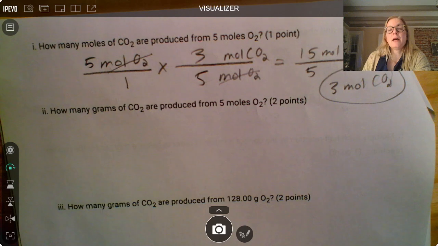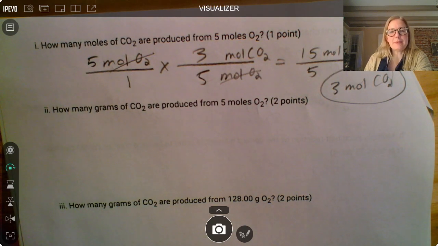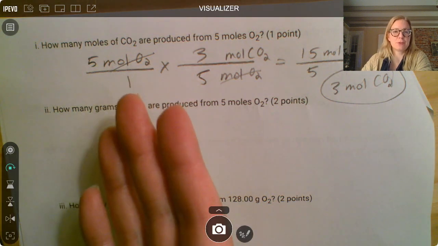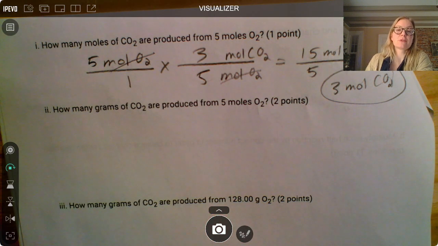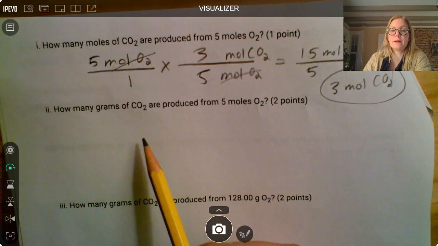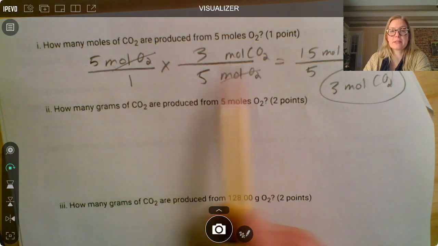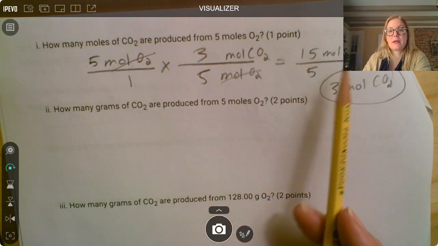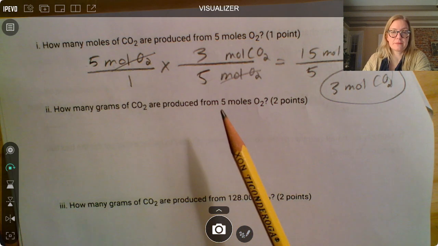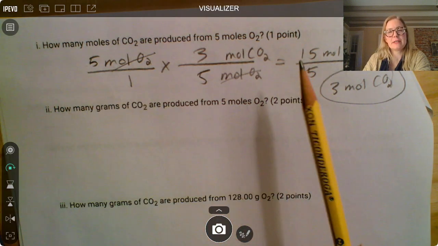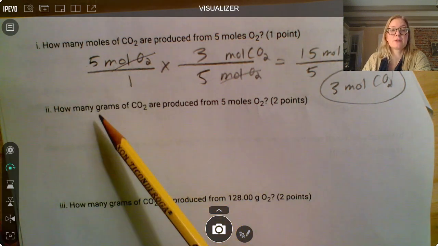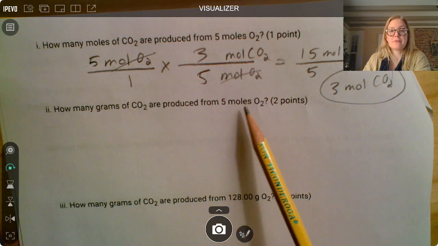Okay. The problem is, in the lab, we can't measure moles. Moles is enough that we can see it and work with it, but we don't have a scale that can measure out 5 moles of O2, okay? What we do have is a scale that measures in grams, okay? So when we deal with grams, we have to do a quick grams to moles conversion before this and a quick moles to grams conversion after this, in order to figure out the grams of what we're starting with and ending with, which is more useful in the lab, okay? So this is saying how many grams of CO2 are produced from 5 moles of O2.